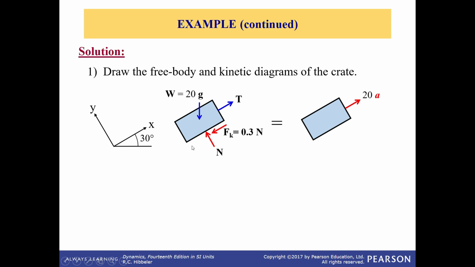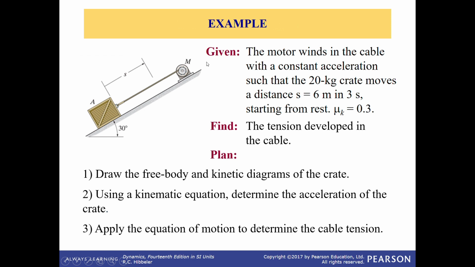Also, since the crate is inclined about 30 degrees with respect to the ground, we need to include the normal force as well, acting on the body, which is perpendicular, 90 degrees, to the plane, sorry, not the ground, the plane, because the plane is inclined 30 degrees from the ground. Okay, so let's say we take a look at this example, the motor winds, so that means you need to expect the crate is moving upwards.